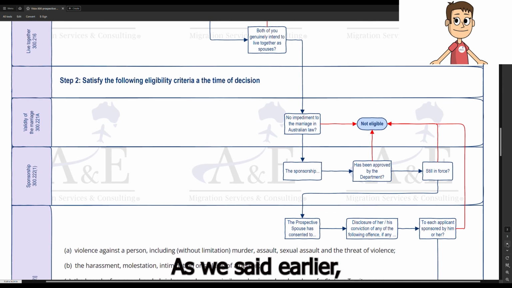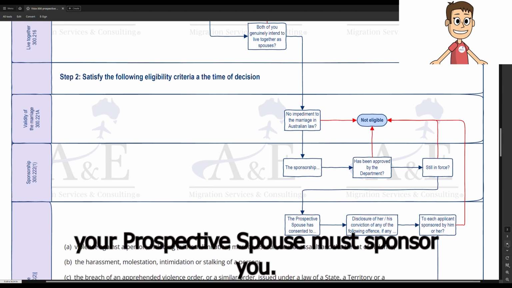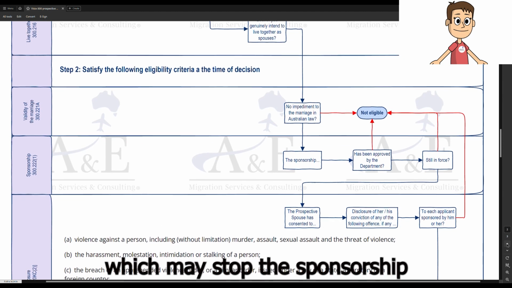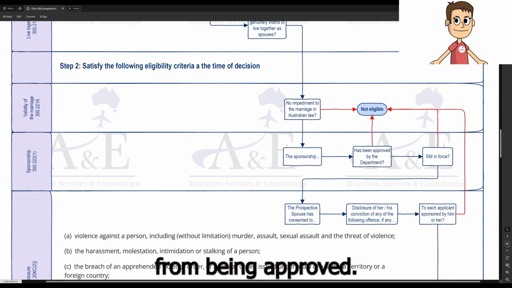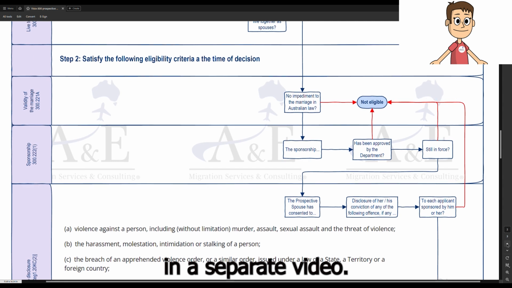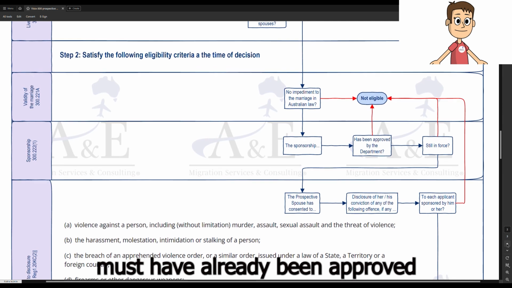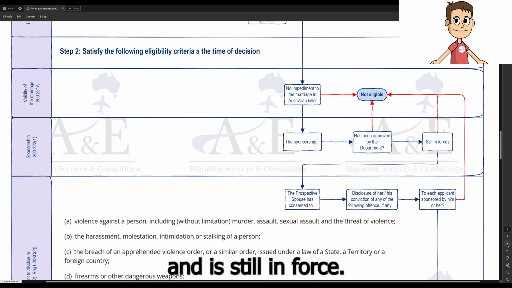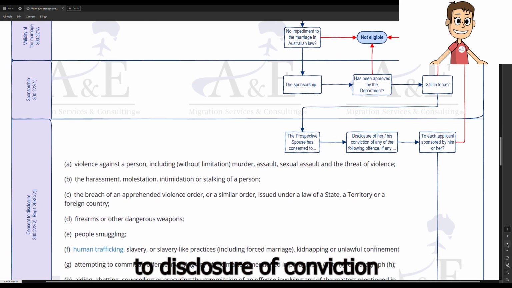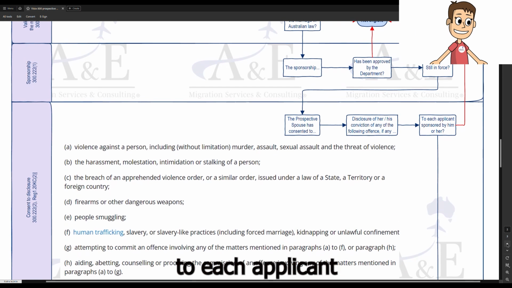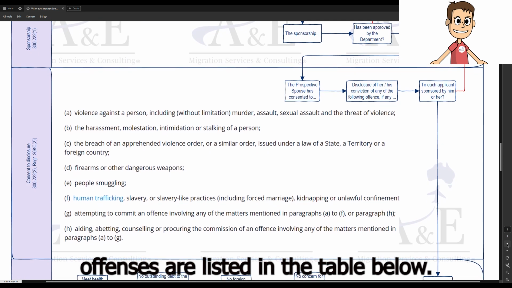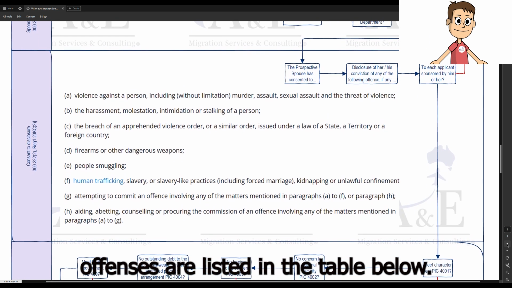As we said earlier, your prospective spouse must sponsor you. There are situations which may stop the sponsorship from being approved. We will cover these situations in a separate video. The sponsorship must have already been approved and is still in force. Your prospective spouse should have already consented to disclosure of conviction of any relevant offences to each applicant sponsored by him or her. Relevant offences are listed in the table below.